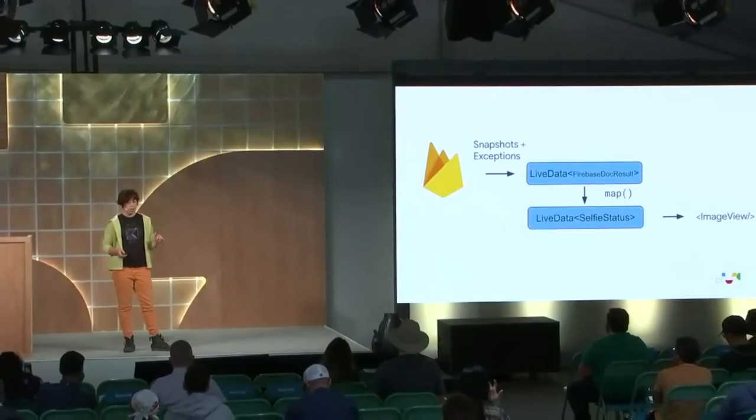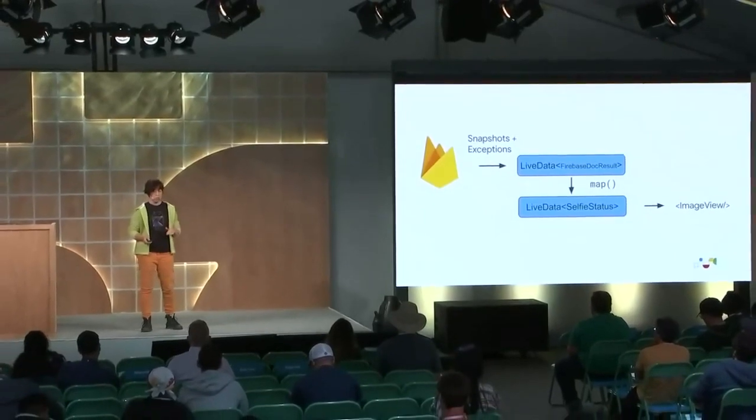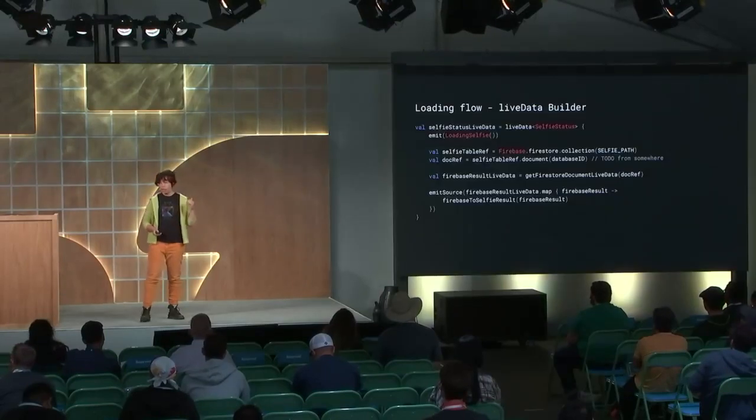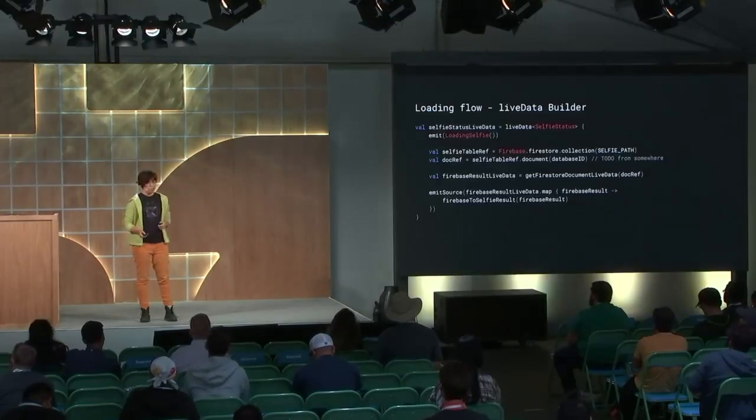OK, so now here's what our flow looks like. I get the snapshots and exceptions from Firebase. I turn that into a live data, which is a Firebase doc result live data. I'm going to use live data's map transformation to turn that live data from the Firebase-specific thing to the more generic selfie status thing. And that's what goes out to my image view. And the code for that flow that I just showed you is this.